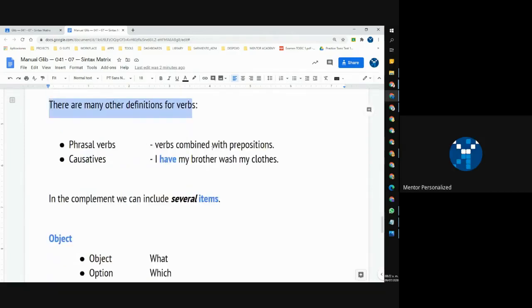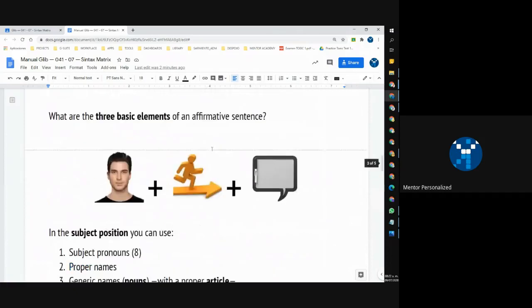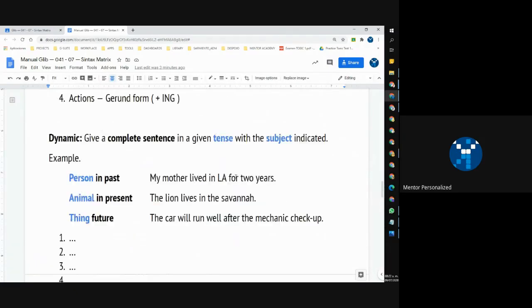Now there are many other definitions for verbs. Now we are talking here about the second element, the verb.